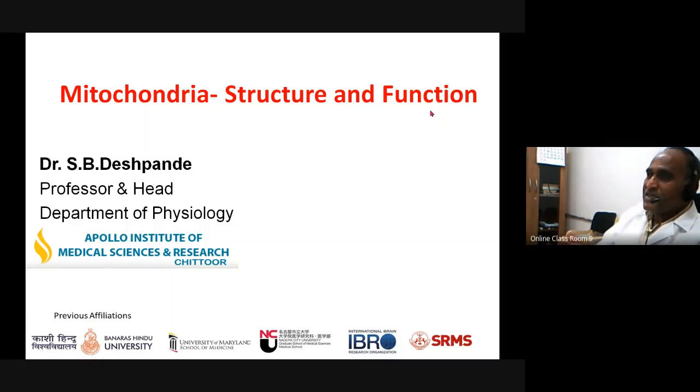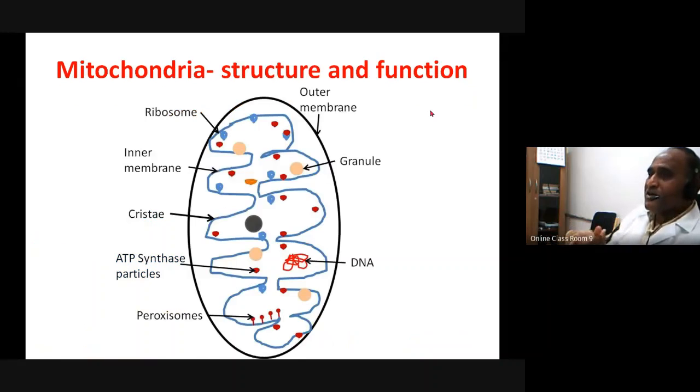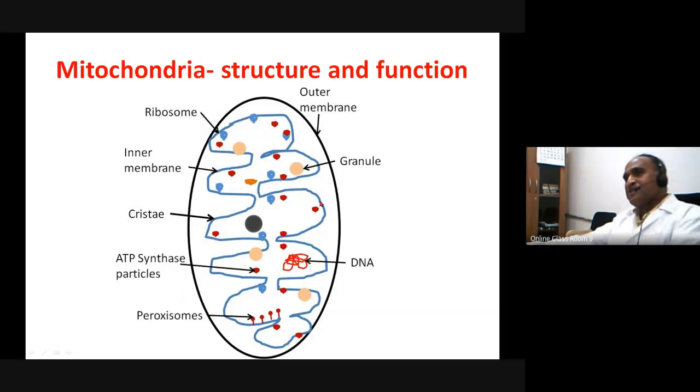Questions. The mitochondria structure and function. So this is mitochondria. First, I have written the structure. You all practice the diagram. I have drawn this diagram, and maybe in your biochemistry you must have had this. And in physiology, I searched, I did not get it, so I have made it.